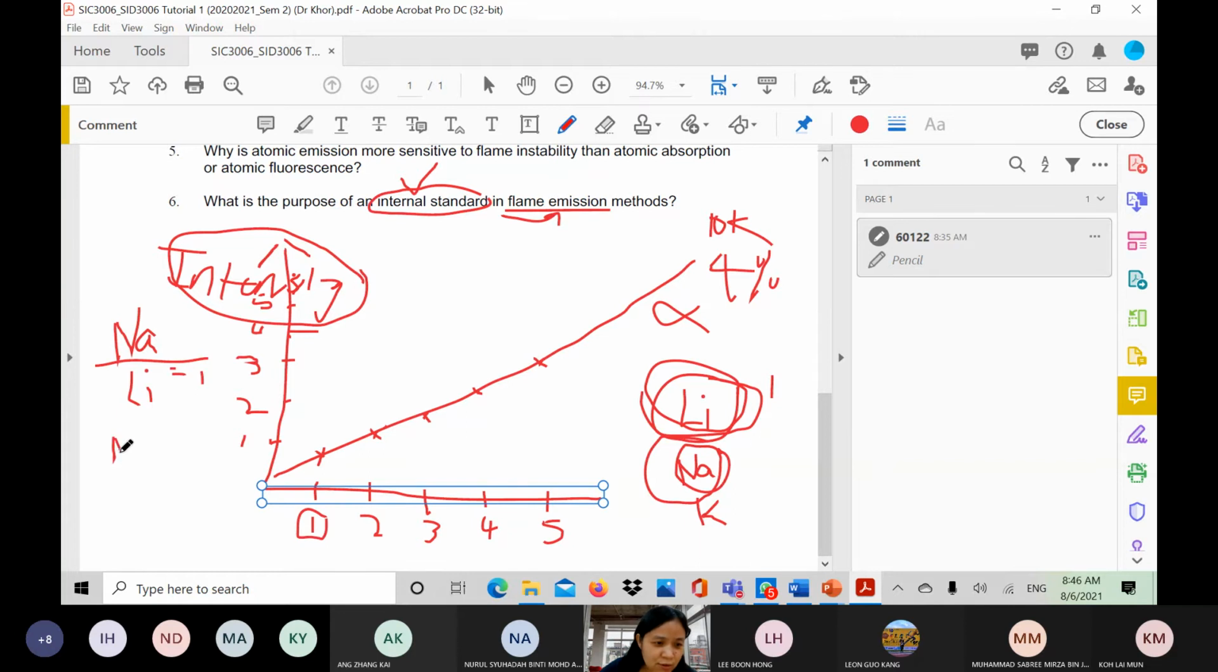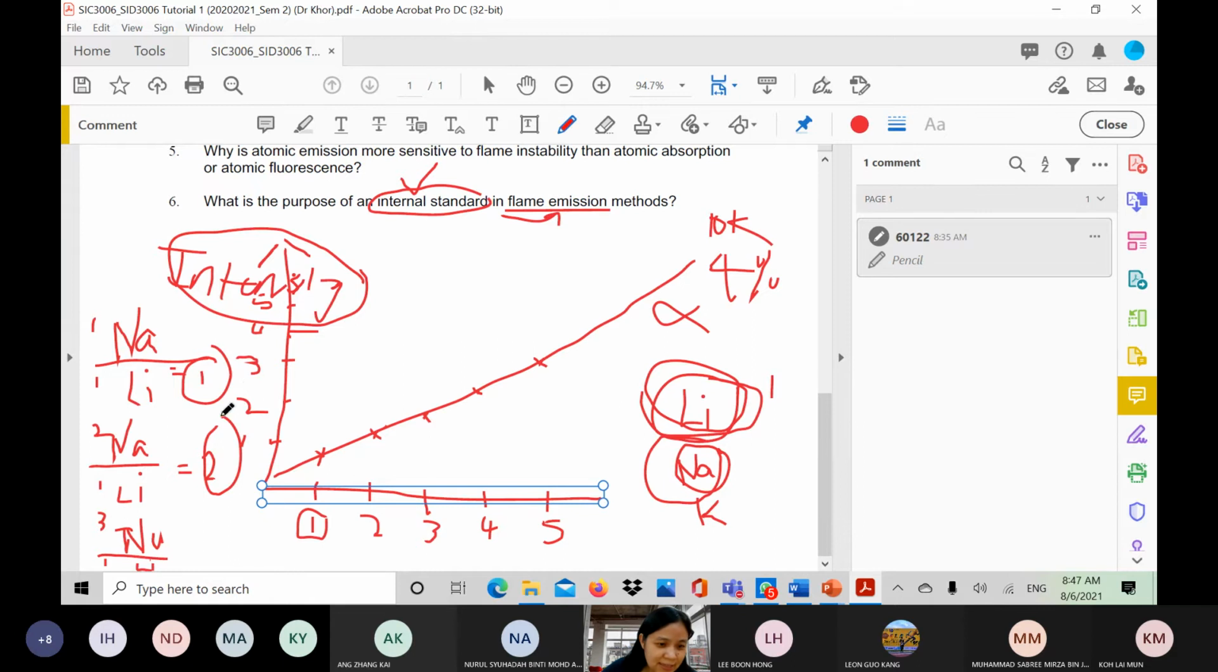If we increase the concentration of sodium to 2 ppm, we have to fix the lithium concentration at 1 ppm, so the intensity ratio is 2. So this ratio goes 1, 2, and so on. When it reaches 3 ppm sodium, lithium still remains at 1 ppm, and its intensity is also 1.